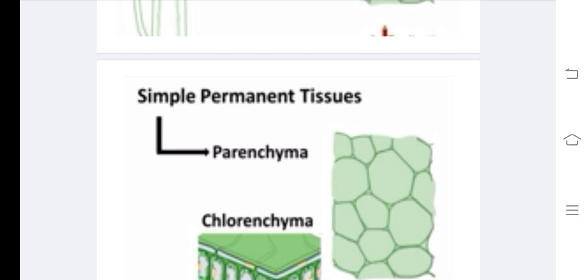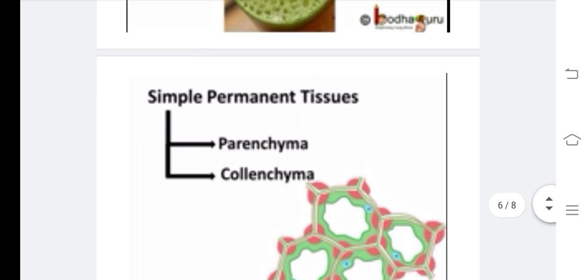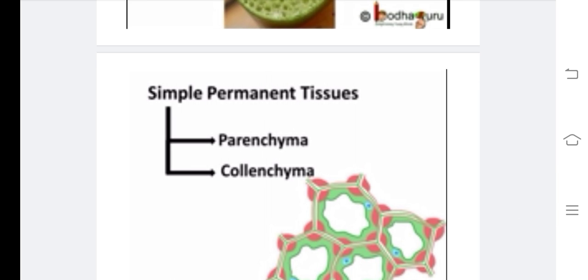Clear? What are the simple permanent tissues? So now let us understand. One is parenchyma, children. So what is the classification of simple permanent tissue? Understand. One is parenchyma. Clear? See here. Next one is collenchyma. What are the simple permanent tissues?